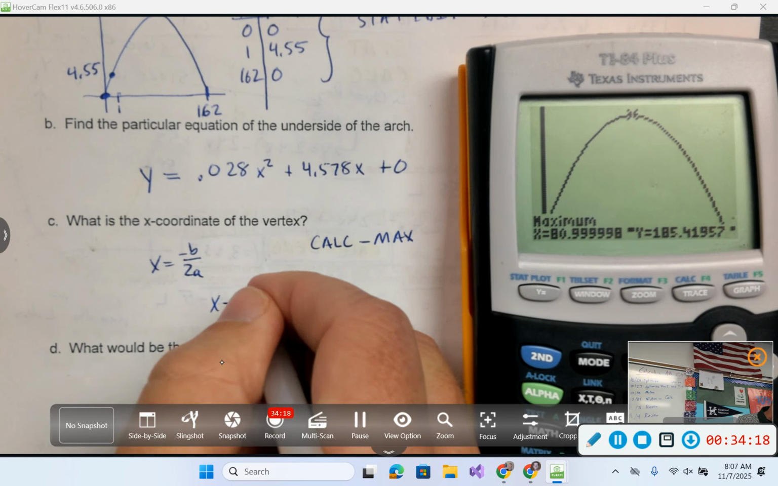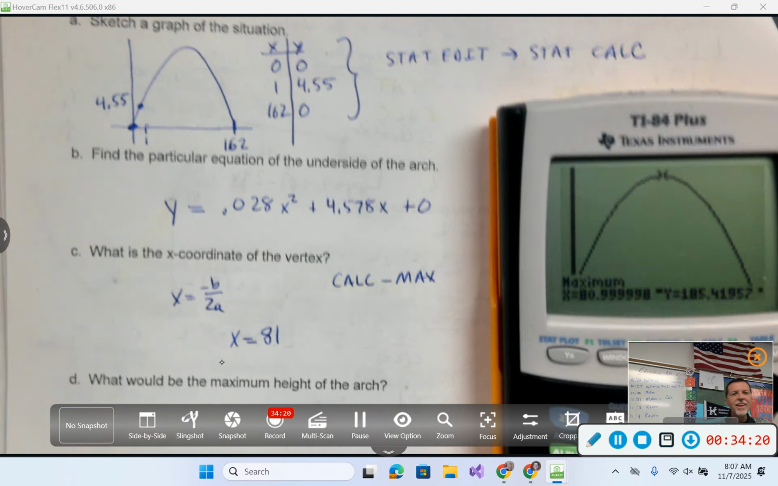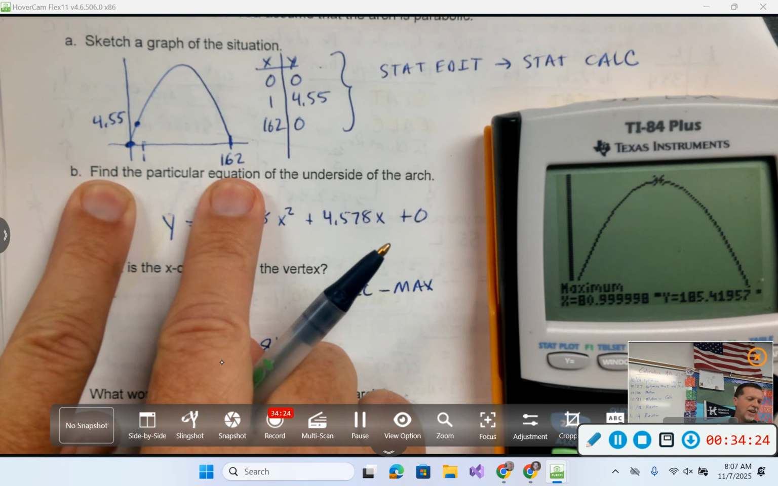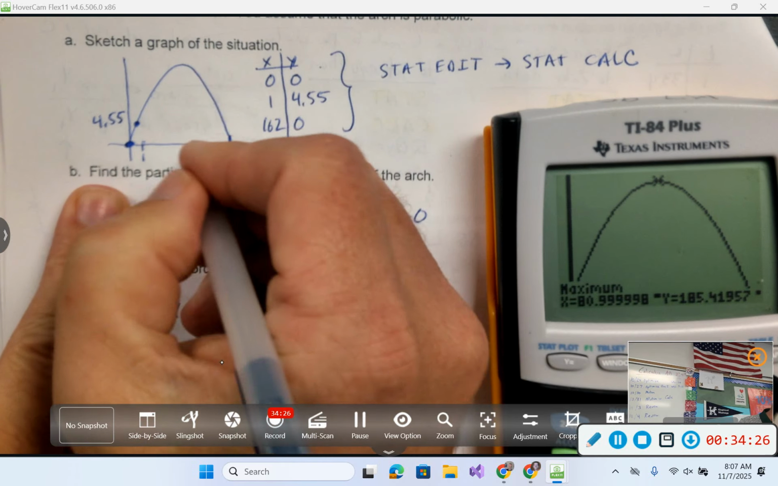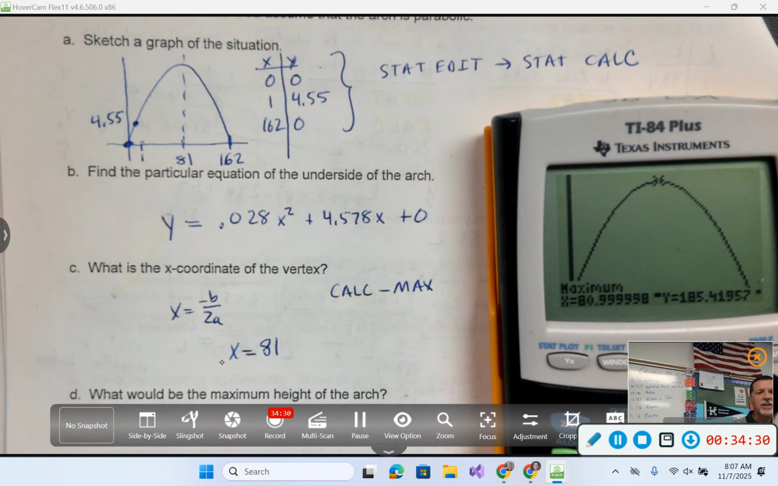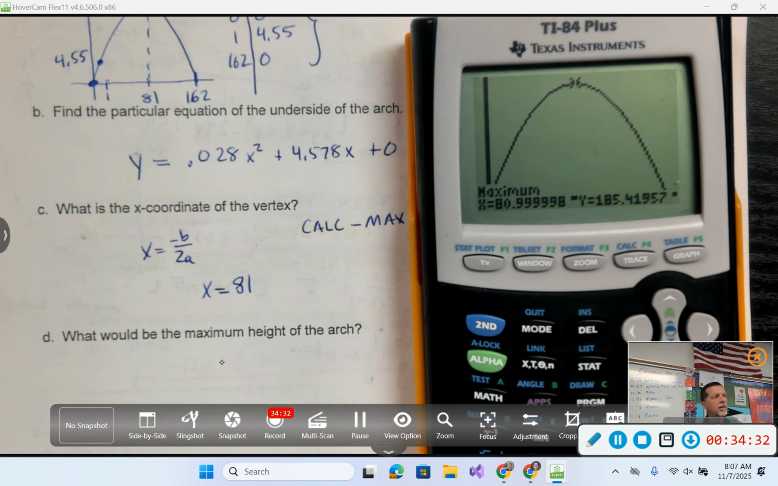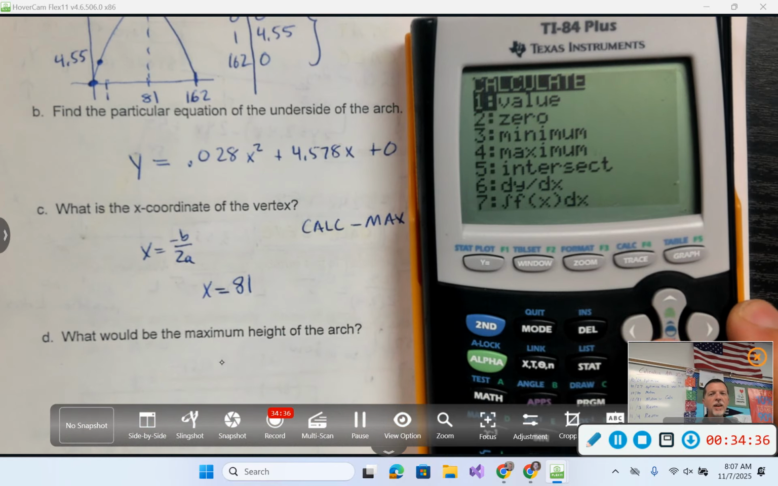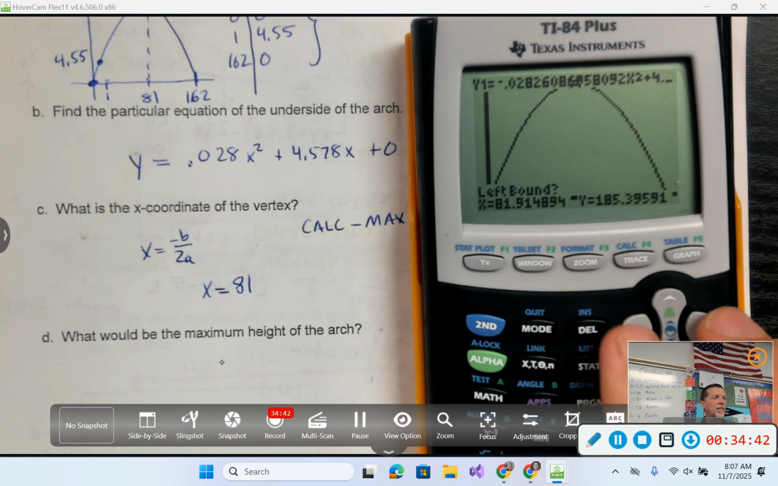Can you do that all again, but slower? Yeah. Actually, I probably should have figured that out at the top, right? If my two x-intercepts are 0 and 162, then halfway in between there should be 81. Back up. If you want the maximum, second calc. I don't want a 0, I want a maximum. And then it walks you through the steps to get there.